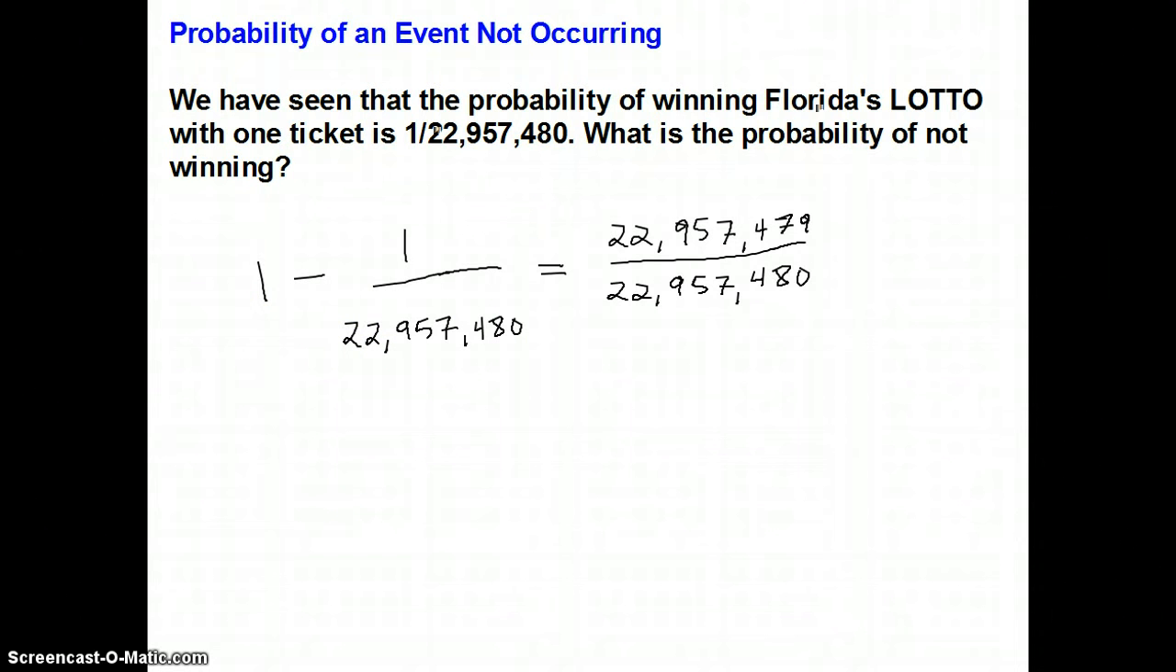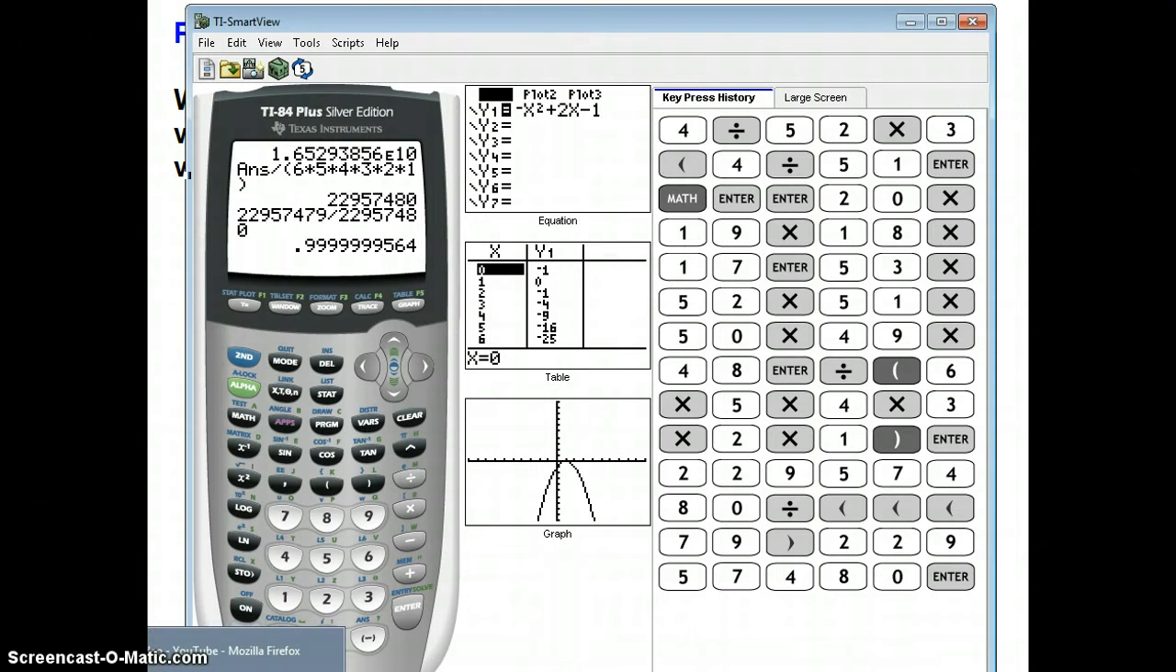Okay, so there's our probability of actually not winning, right? And let me show you the actual decimal, which converts to 99.99999. Not very likely.